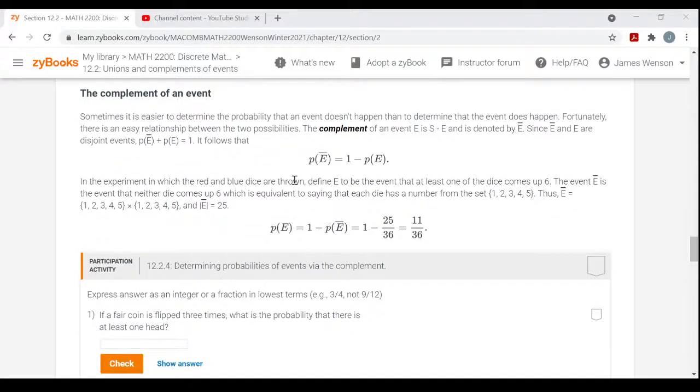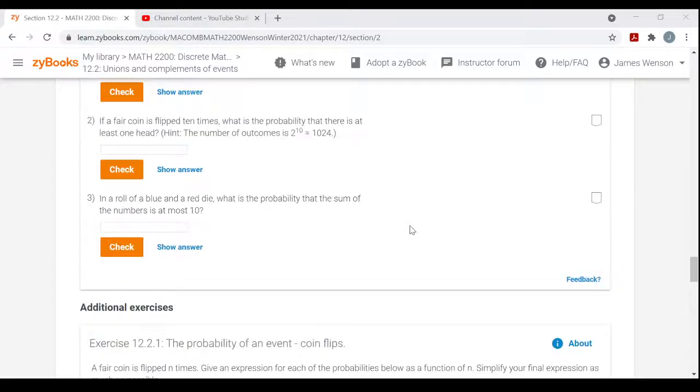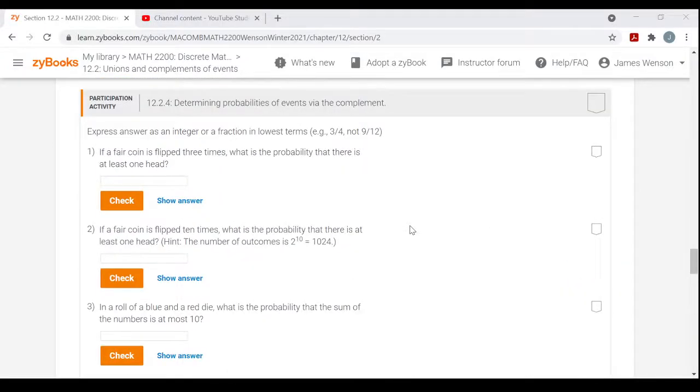All right, so they have an example there for you, and I'll just get right to the activity. They don't even have a challenge activity here. How weak is that? All right, so a participation activity here. Enter your answers as simplified fractions. So number 1. So that's another one of those coin flips. A fair coin is flipped 3 times. What is the probability that there is at least one head?